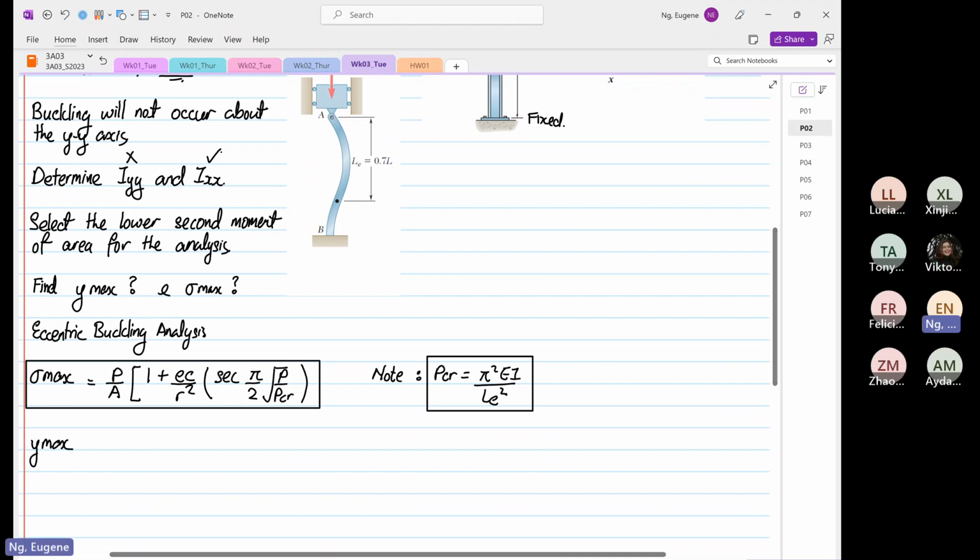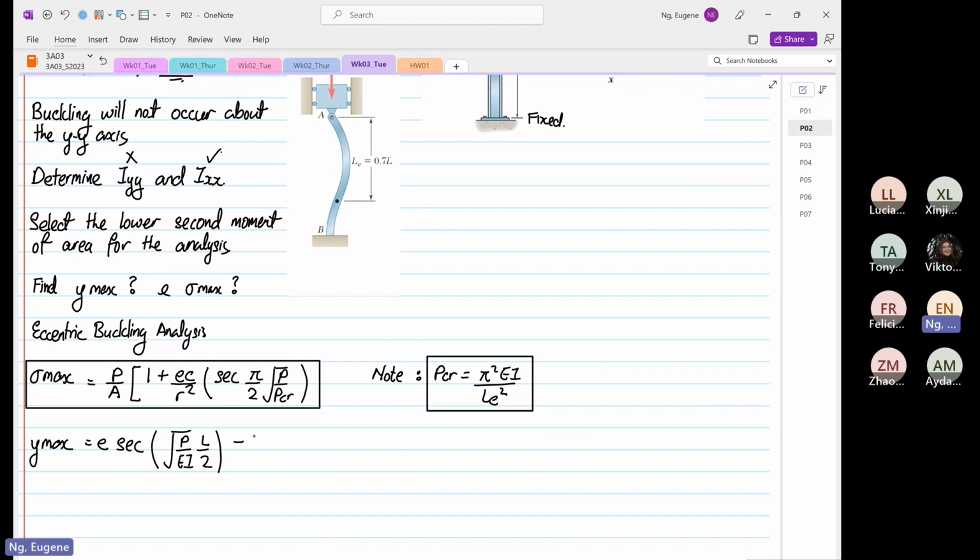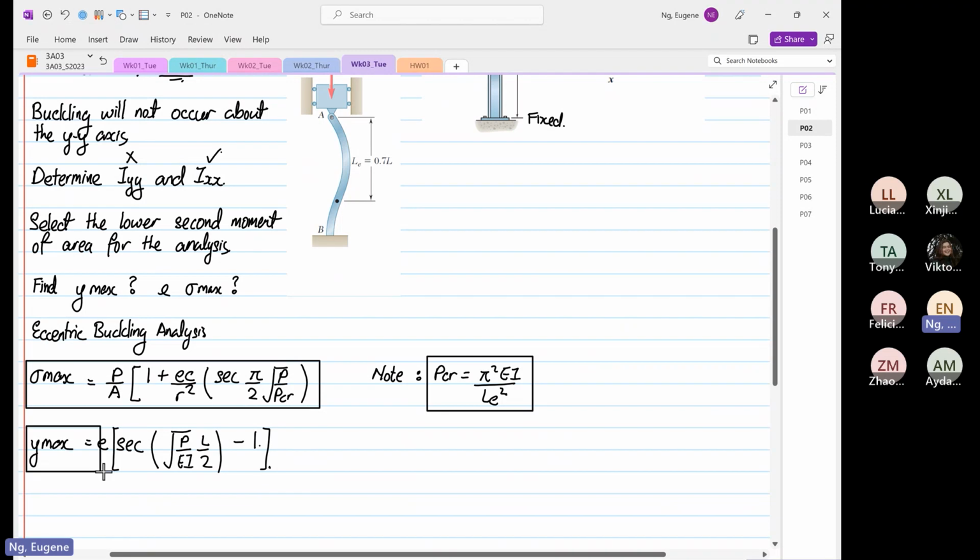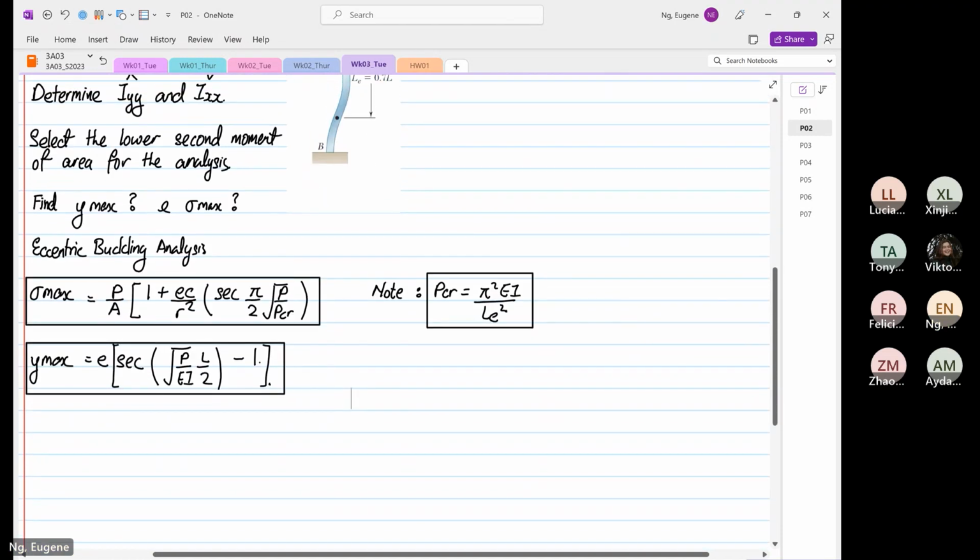So Y max is equal to e, secant, bracket, square root of P over EI, and then we have L over 2. And then if I'm not wrong, the secant is over here, and then minus 1. Let me check the formula. Oh, I am missing a square bracket. Beg your pardon. Again, this formula will be provided in your term test and also your exam. So now we have all this.